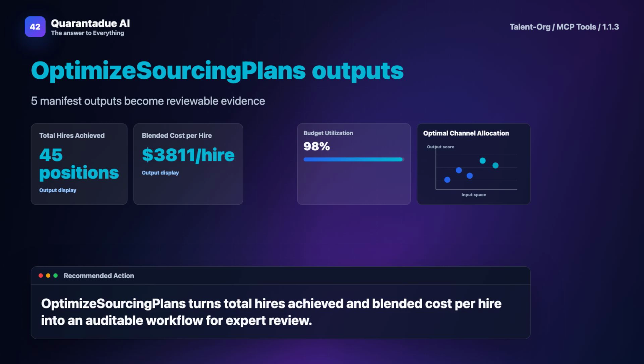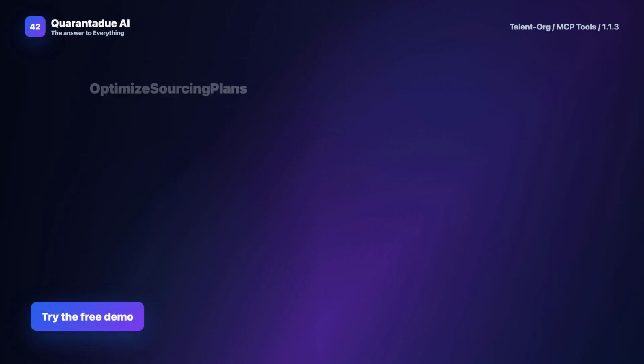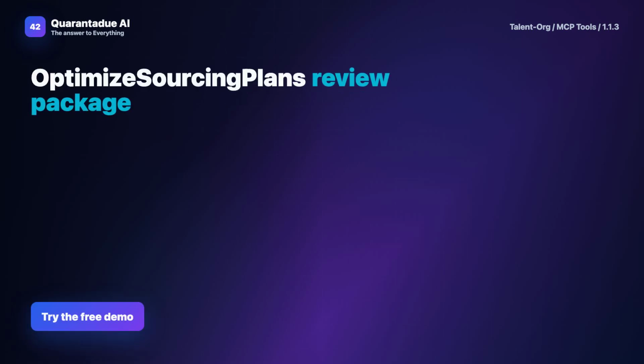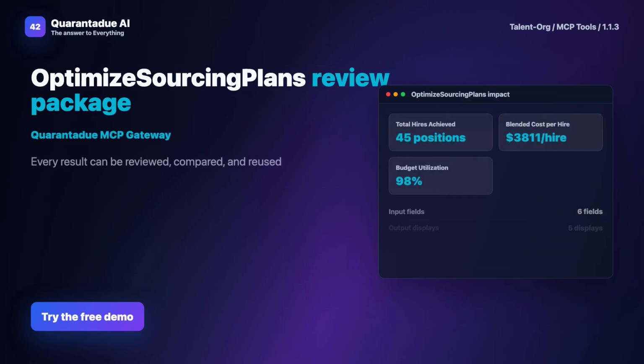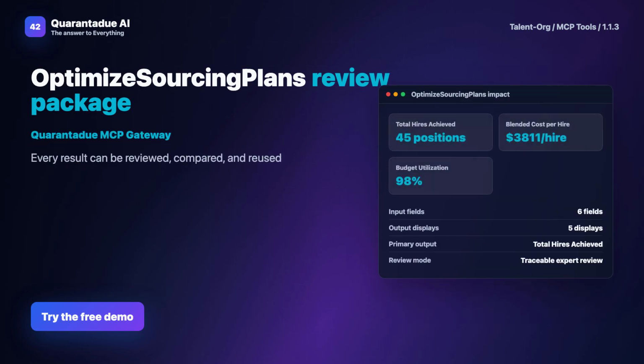Optimized sourcing plans return structured outputs such as total hires achieved, blended cost per hire, budget utilization, optimal channel allocation, and sourcing cost buildup. These outputs are designed to support review, reporting, comparison, and follow-up actions. The value of optimized sourcing plans is not just automation, it is a controlled way to turn repeated talent org work into a documented business process with clear inputs, transparent logic, and reusable outputs.